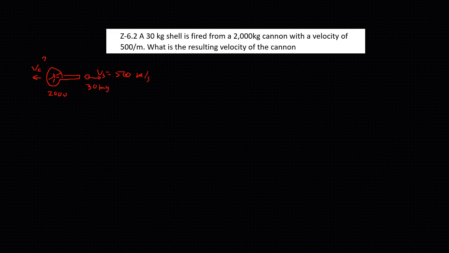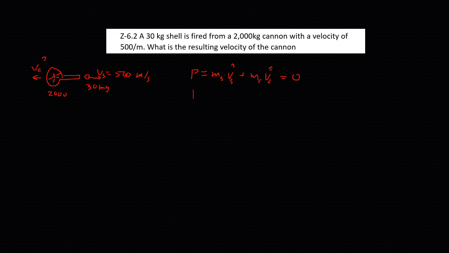This is again a question of momentum conservation. Before the collision, the momentum is the mass of the shell times the velocity of the shell, which is 0, plus the mass of the cannon times the velocity of the cannon, which is also 0. Both velocities are 0, so before the collision the momentum of the whole system is 0.